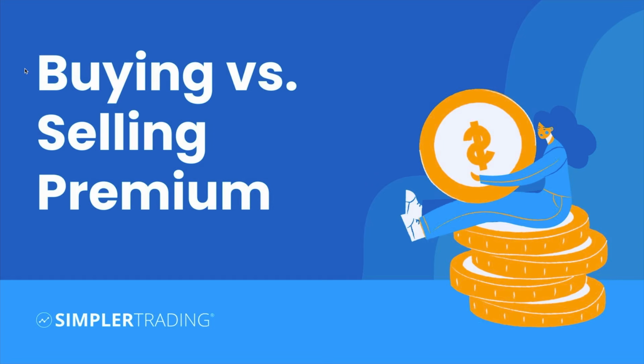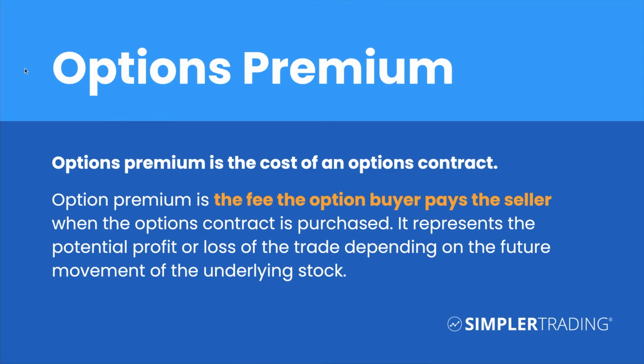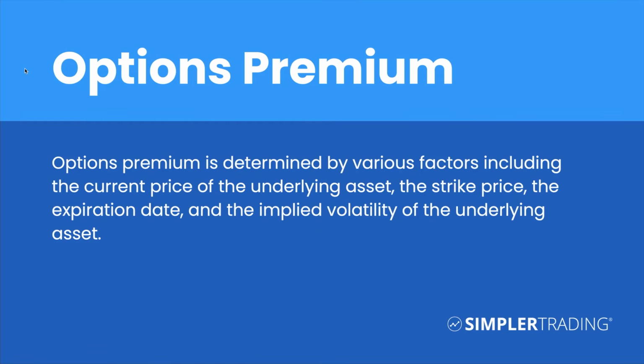In this section, we'll be covering the differences between buying versus selling premium. So options premium is the cost of the options contract. Basically, how much do you pay for it in total, with everything factored in. The option premium is the fee the option buyer pays the seller when the options contract is purchased. It represents the potential profit or loss of the trade depending on the future movement of the underlying stock. Options premium is determined by various factors, including the current price of the underlying asset, the strike price, the expiration date, and the implied volatility of the underlying stock.